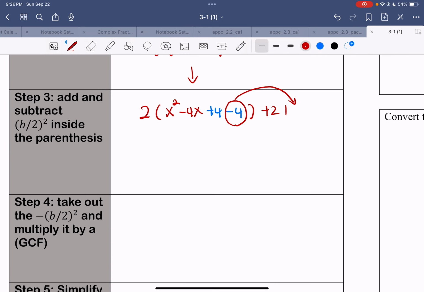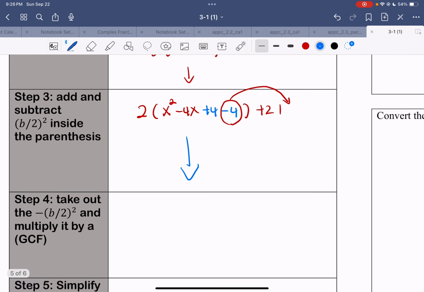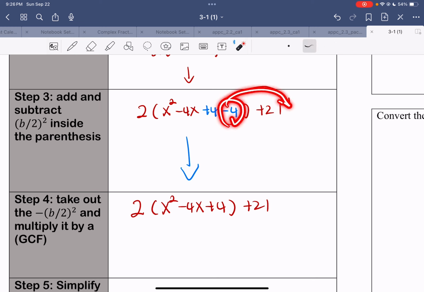So what I'm going to have now is 2(x squared minus 4x plus 4) plus 21. Now, since I'm taking the -4 out, I have to multiply by this number. So what's 2 times -4? It's going to be -8. Are you okay?